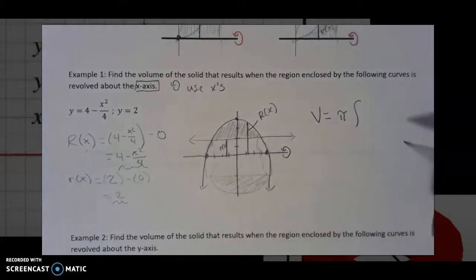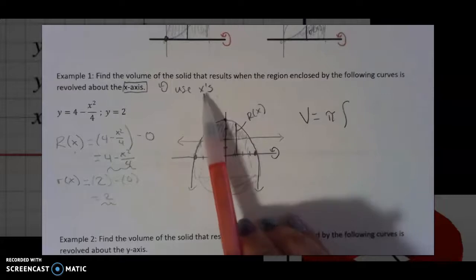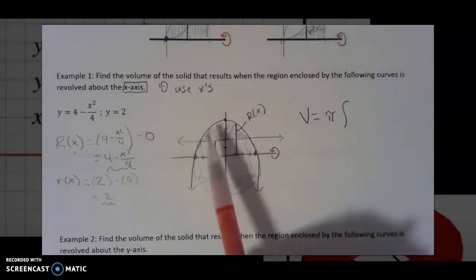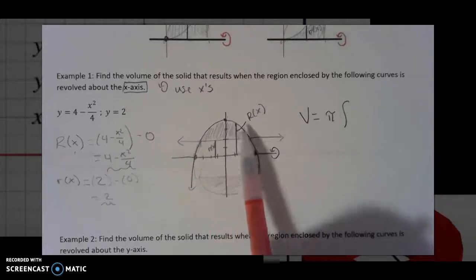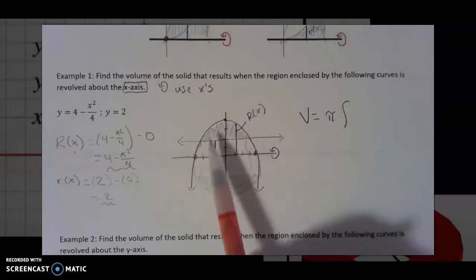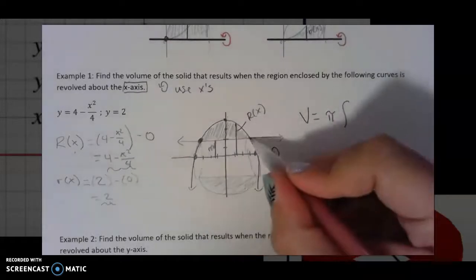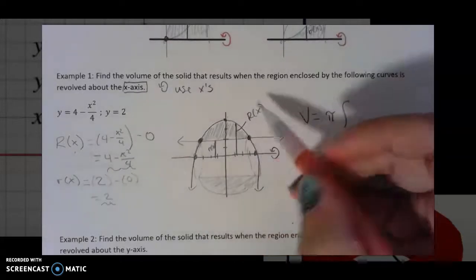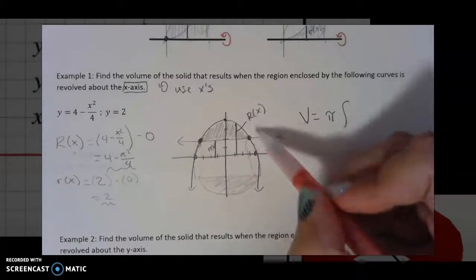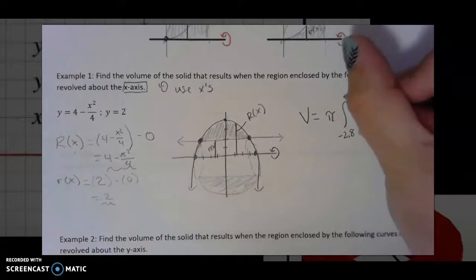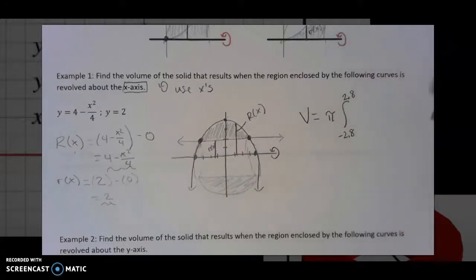So remember, we said that we needed to be using x's. So that means I need to find the smallest x and the biggest x of this shaded area. So I need this x and this x. You're going to have to use your calculator to find the intersection of these two. We're going to get a negative 2.8 and a positive 2.8.